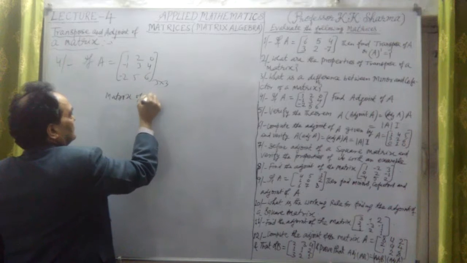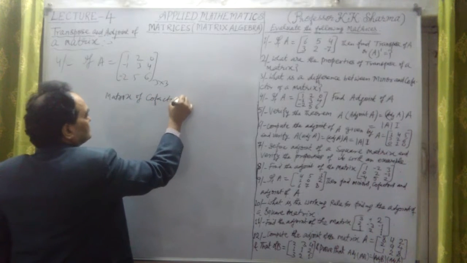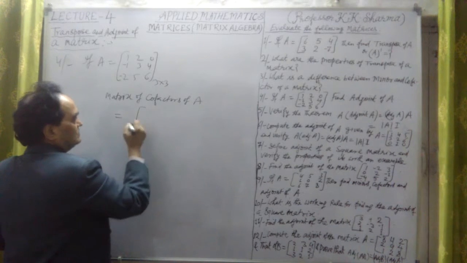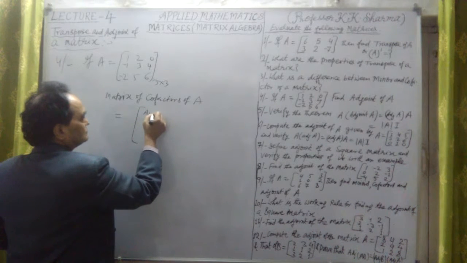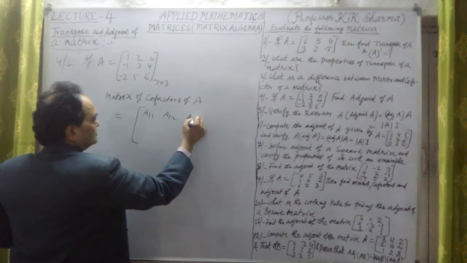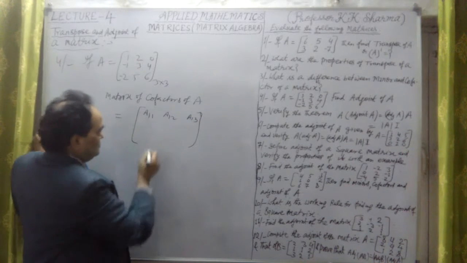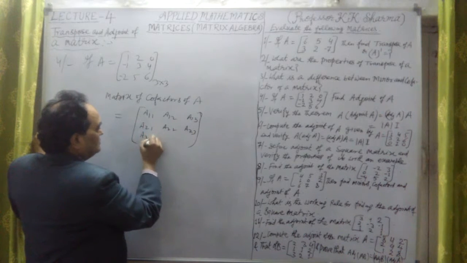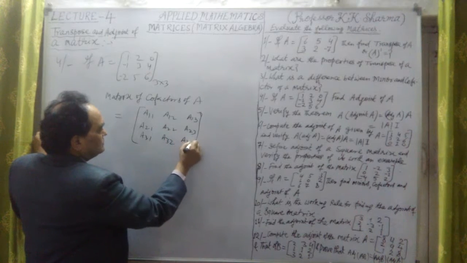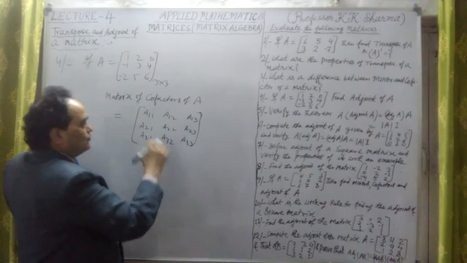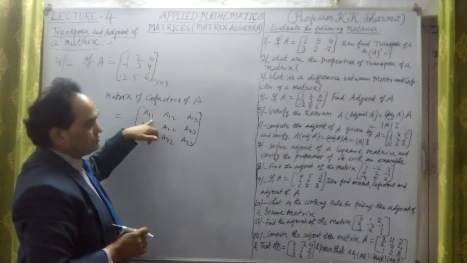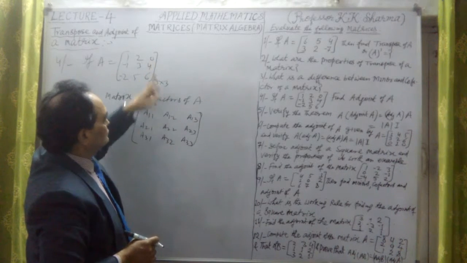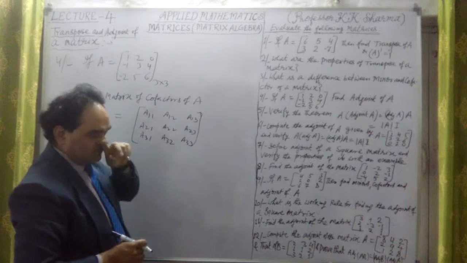Matrix of cofactors of A is given by, as I just defined here, A11, A12, A13, A21, A22, A23, A31, A32, A33. We just write like this. This is suppose cofactors matrix. Now A11 we have to calculate. A11 is 1 here. A12 is 2. A13 is 0. In this way, each element's cofactor we have to find out.